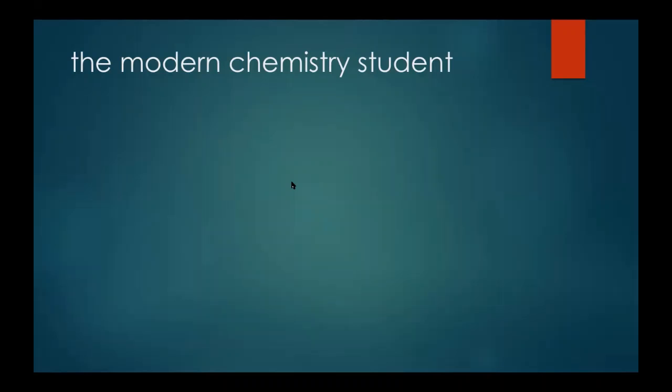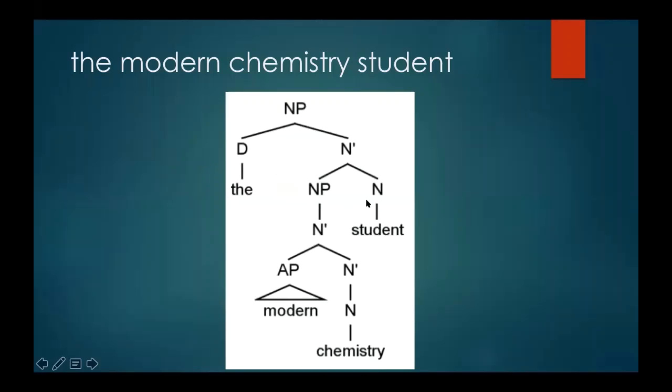Okay, I'm running out of time, so I will show you the answer quickly. I need to finish my part before leaving the class back to Professor Hector. So for the modern chemistry student, you add modern as the modifier for chemistry, and this means that this student studies modern chemistry.